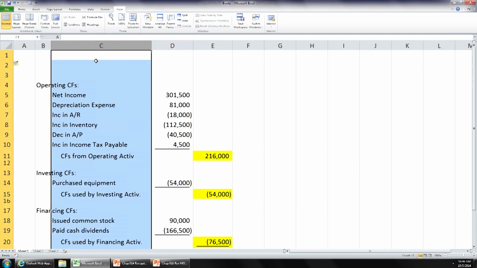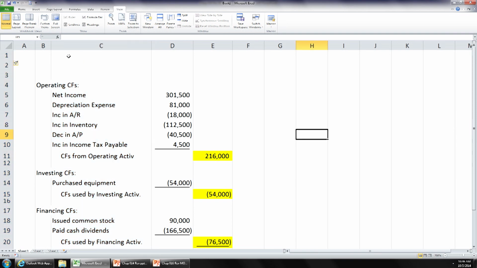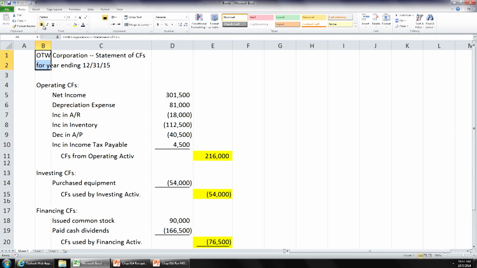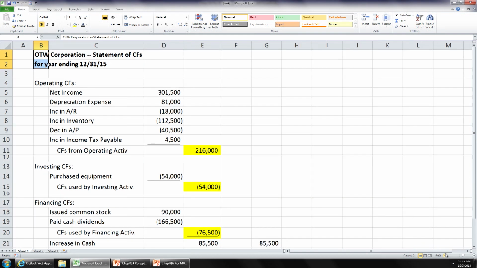So, and I was, you know, in accounting one, I was big on this, wasn't I? You need to prepare these in proper form. This is OTW Corporation. You need the name of the company, the name of the statement. This is the statement of cash flows. And then you need to give it the proper period of time. This is for a year ending, what is it? 12/31/15, okay? So you need to have this title up here, okay?